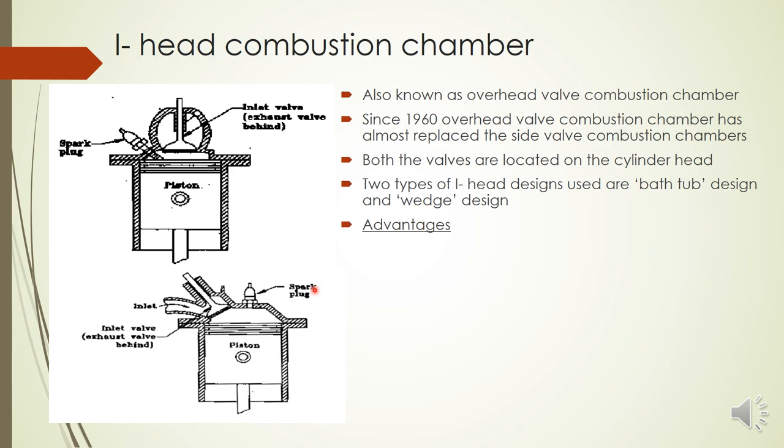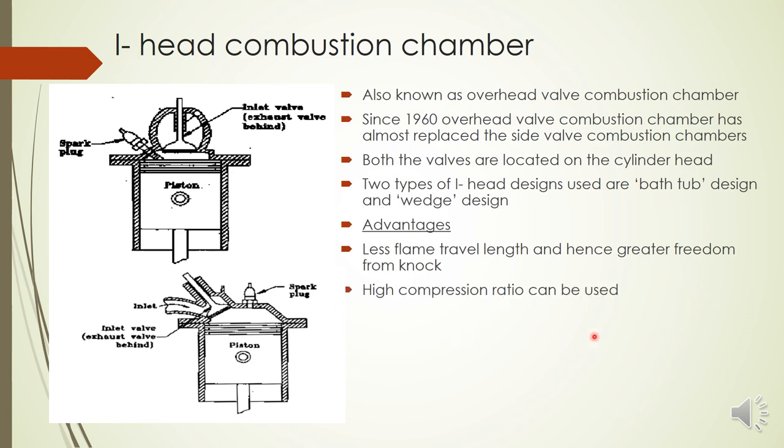And it has several advantages. It combines the advantages of most of the combustion chambers. You can see the flame travel length is very, very less, and the combustion space is very, very compact, hence greater freedom from knock. So a high compression ratio can be used. Now we can use a compression ratio greater than 10:1. And again, there is less surface to volume ratio. You can see here the surface area of this combustion chamber is very, very less. Therefore, less heat loss will be there.